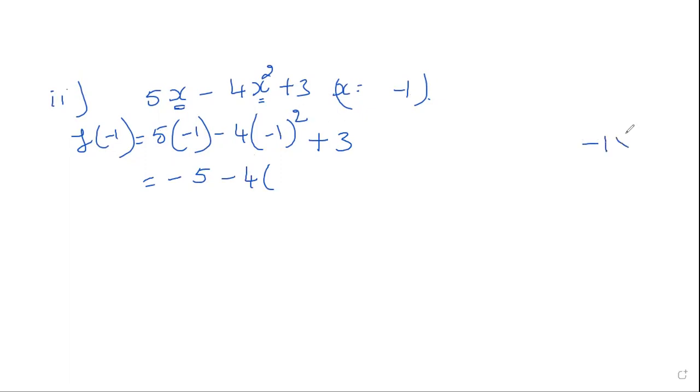What is -1 square? What should we do? Multiply -1 two times. First multiply the signs. Minus into minus is plus. 1 into 1, that is 1. Okay. Product of two negative numbers is positive. Plus 3 minus 5. So minus 4 into 1, that is -4.